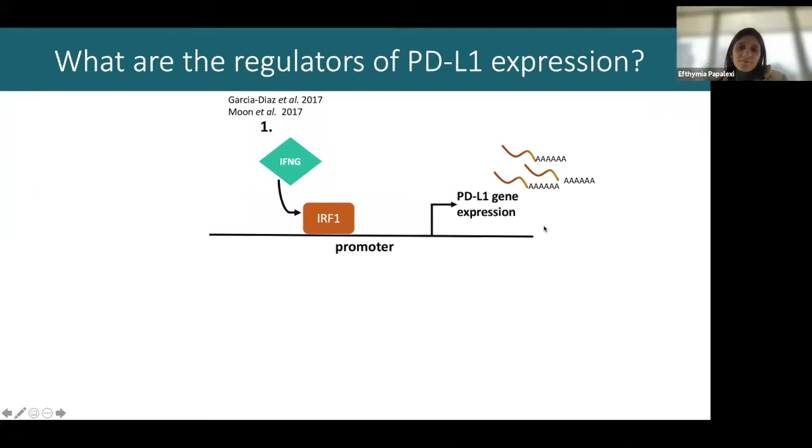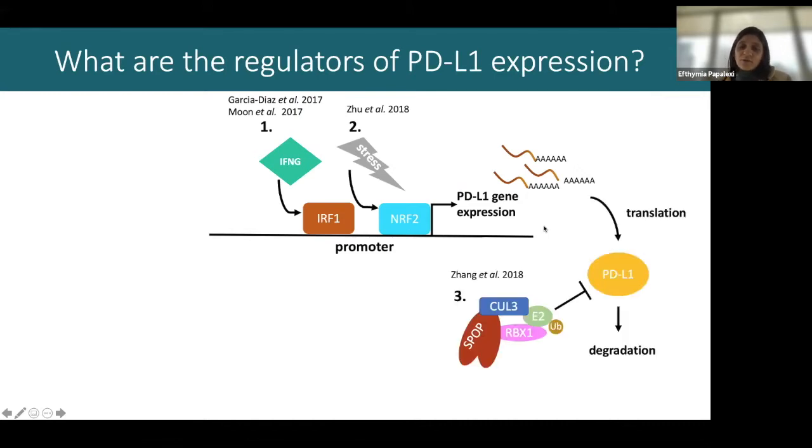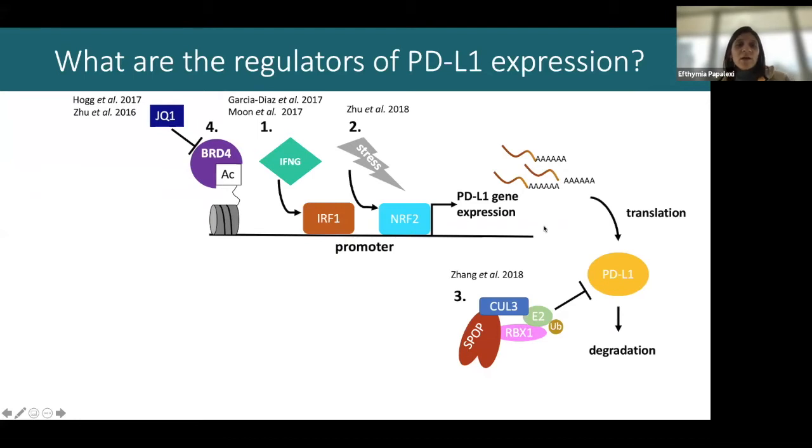At the transcriptional level, we know that there is the IRF1 transcription factor, and also NRF2, coming from two different types of pathways. They can upregulate PD-L1 transcript expression. At the post-transcriptional level, we have a ubiquitin ligase complex between CUL3 and SPOP that will add ubiquitin to the PD-L1 protein and tag it for degradation. And at the epigenetic level, there's some evidence that BRD4, an acetylation mark reader, is a positive regulator of PD-L1 that recruits the necessary transcriptional machinery for PD-L1 transcription to occur.